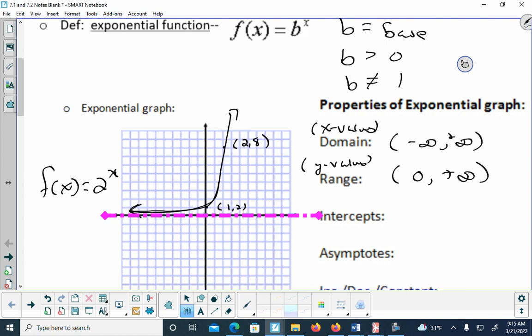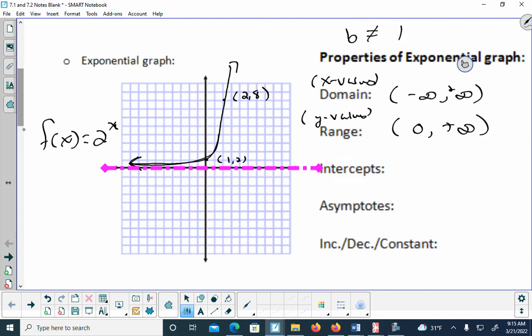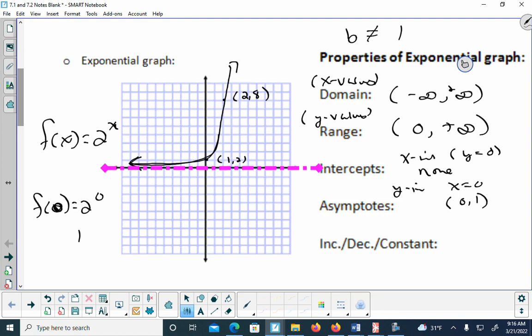Then if I want to do my x-intercepts and my y-intercepts, my x-intercept is when y is equal to 0. Well, that's my asymptote, which means there are no x-intercepts. For my y-intercept, that's when x is equal to 0. If I put in 0 for x, f of 0 is equal to 2 raised to the 0 power, which is just going to be 1. So my y-intercept is going to be (0, 1). My asymptote is y is equal to 0, and that asymptote is also going to bound my range.